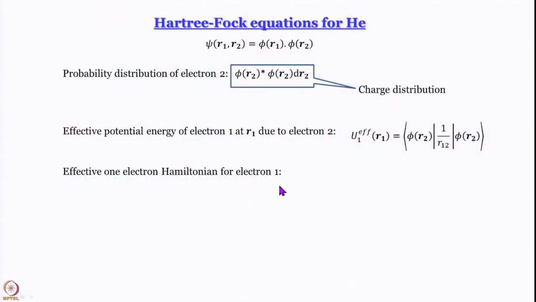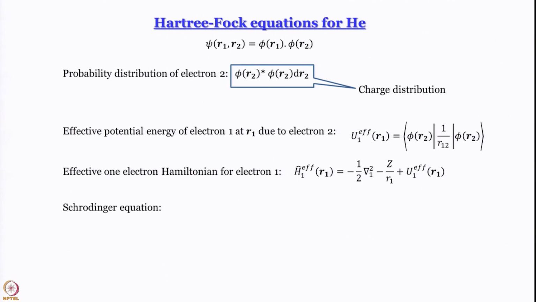What is the additional term I get in this effective 1 electron Hamiltonian for electron number 1 for helium? This U1 effective also has to be included, right. So, the effective Hamiltonian for electron number 1 would be minus half del1 square minus Z by r1. This is for the attraction of the electron with the nucleus, plus U1 effective at bold r1. This is our effective 1 electron Hamiltonian. Remember, 1 electron. Okay. So, we are going step by step, we are building the problem.